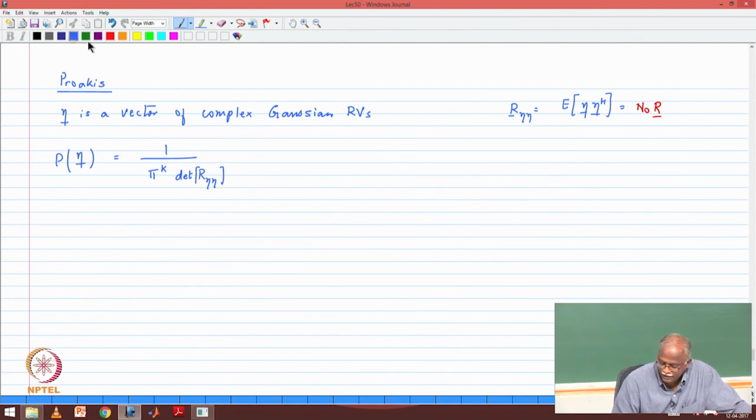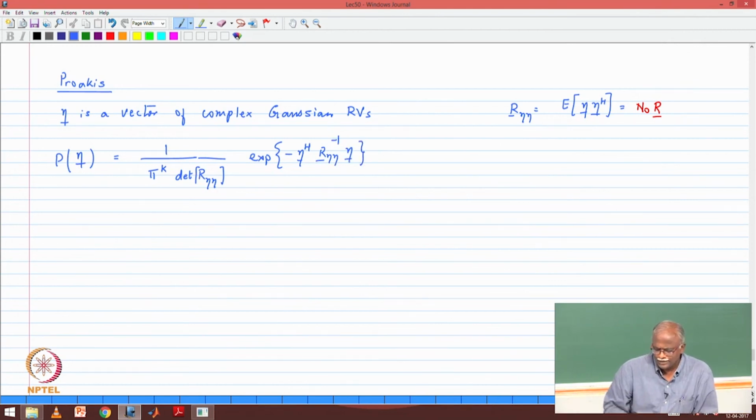And the rest of the expression is e power minus something squared, and that comes from eta Hermitian R eta eta inverse eta. Okay. Simple test, if you replace eta with a real random variable, then what will happen? You will get e power minus x squared divided by R eta eta, which will be nothing but the variance, 2 sigma squared will come in the denominator, and it will fall back to a one dimensional Gaussian random variable. So you can easily check, the expressions are given. What I am going to do is take this and apply it directly.